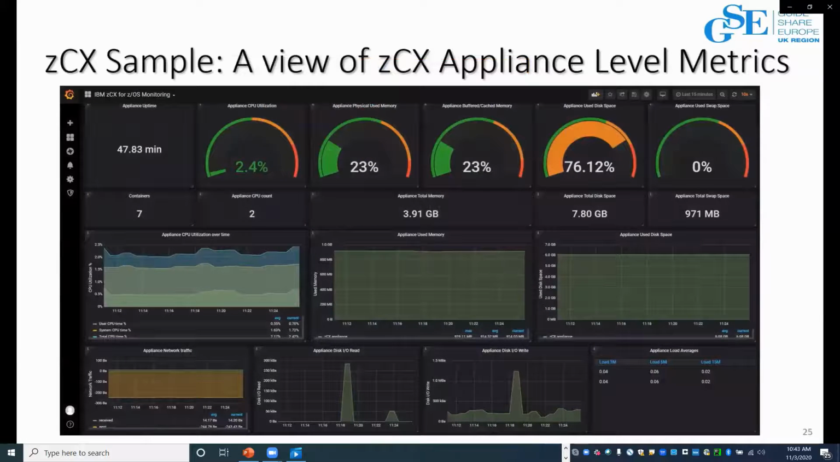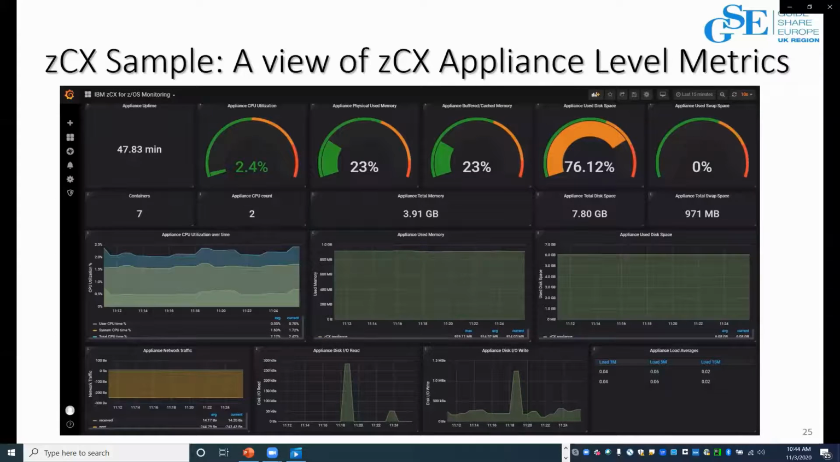This is an example of one of the Grafana dashboards that we ship with zCX. You can download it. If you take a look at this dashboard, you can see the appliance CPU utilization. You've got a nice number up there. Appliance physical and used memory, buffered and cache memory, the amount of disk that's being used, how much swap space is being used. Remember, we don't want swapping, so I like that 0%. If you start swapping in Linux, the performance is not going to be good.